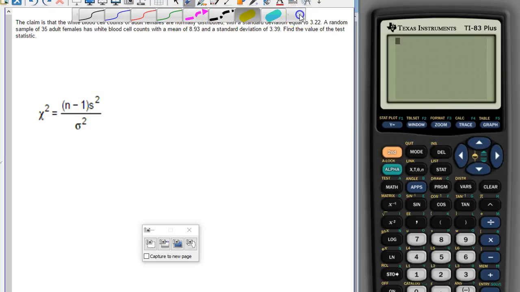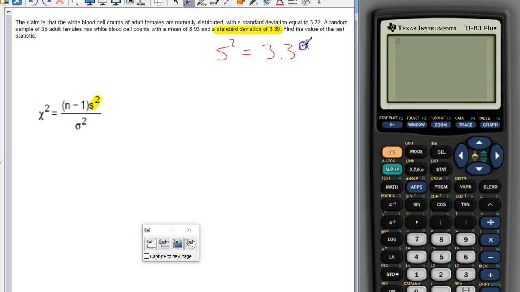So the sample variance is this, right? The sample of 35 had a mean of this and a standard deviation of this. That's s, right? So s squared equals this number squared. And then the claimed population variance, right? That's the standard deviation right here.